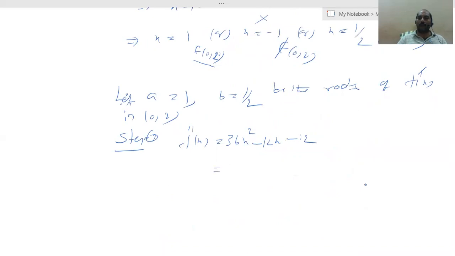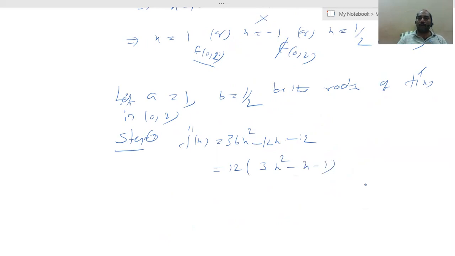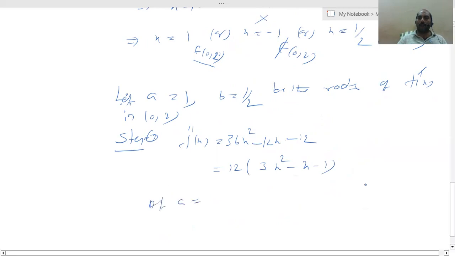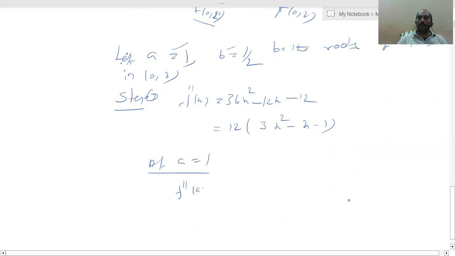Take 12 as a common factor: 12 times 3x square minus x minus 1. Don't bother about the factorization of this. Just substitute the values. We need to test at these two points, a equal to 1 and b equal to 1 by 2, at these two roots. Verification at a equal to 1, whether it has a maxima or minima or neither maxima nor minima: f double dash a equal to f double dash 1.